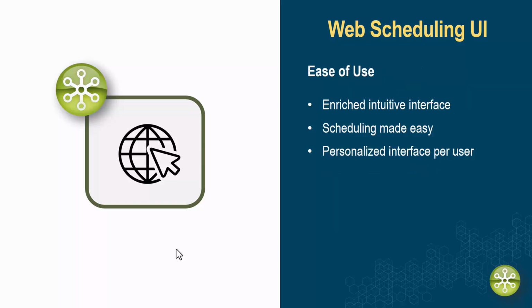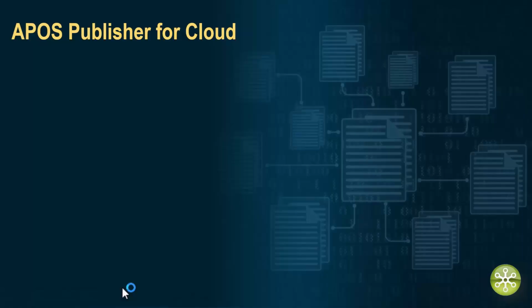It provides an enriched, intuitive interface. Users can very easily navigate through the interface, schedule the bursting definitions that they have access to. It's very customizable as well, so you can tailor the interface to your needs. Because of how easy it is to use, you can broaden the horizon of your user group for Publisher for Cloud by enabling business users to do self-scheduling of bursting definitions as well. You do not need any technical skills to utilize this web interface.